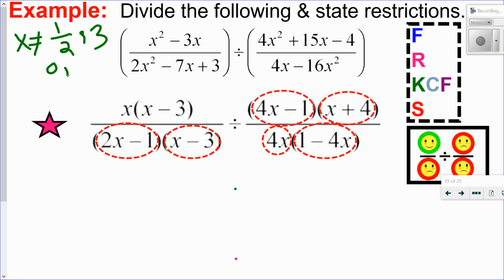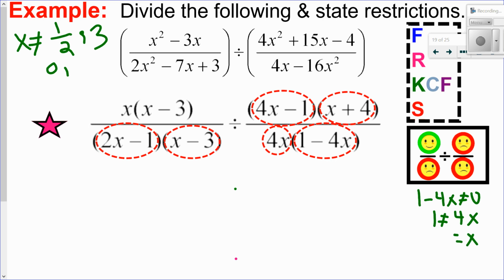For 1 minus 4x, this one's a little weird, so I'm going to do this one on the side. I have 1 minus 4x can't equal 0. I'm going to add 4x to both sides to have a positive leading coefficient, and divide both sides by 4: 1 over 4. Then I have 4x minus 1, which is also 1 over 4. And the opposite of a positive 4 is a negative 4. Now I put these in numeric order from smallest to biggest: negative 4, 0, one quarter, one half, and one third.